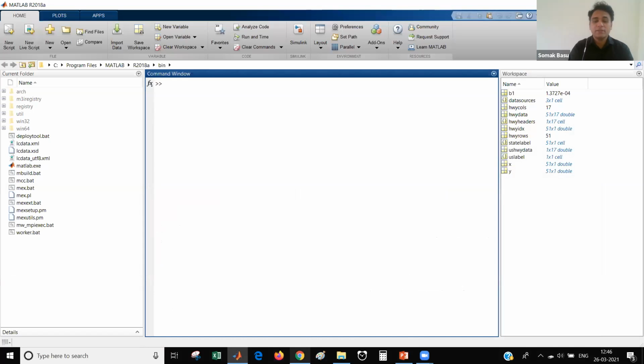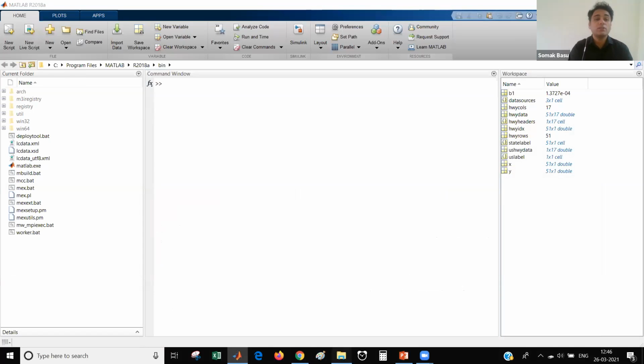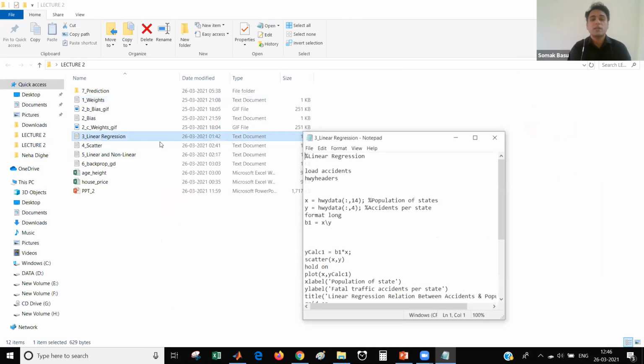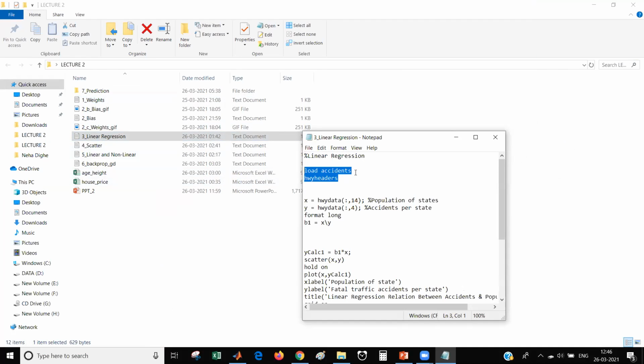Now I'll go to the coding example. Let me see the linear regression example first of all. Can you see this now? Is the code visible to you? Yes, sir. So what I'll do is I have got an accidents data set.